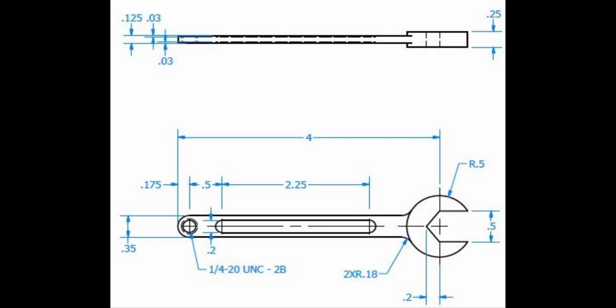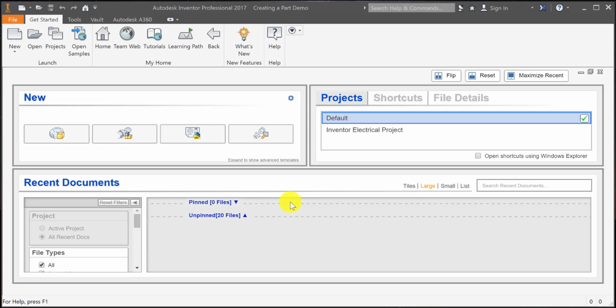Here is the engineering drawing of the wrench we will be sketching. We will base our sketch off of the front view of the wrench, as this is where we can see the most of its features.